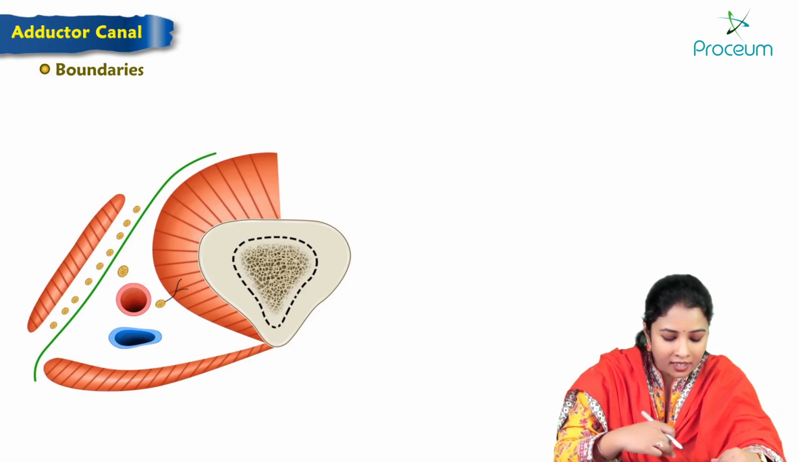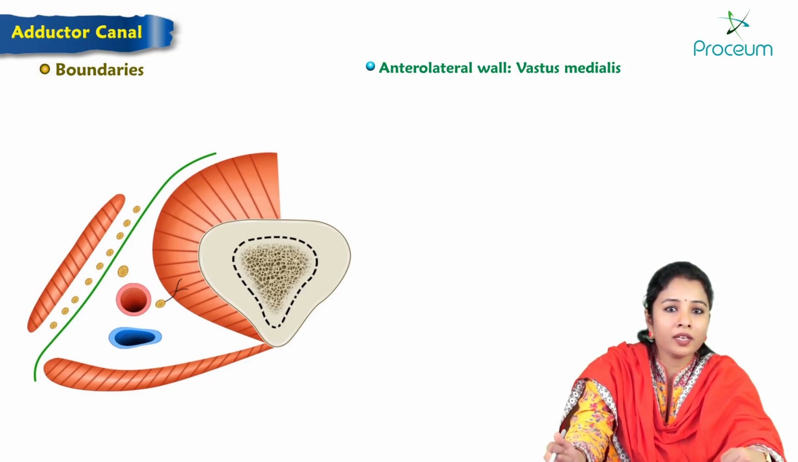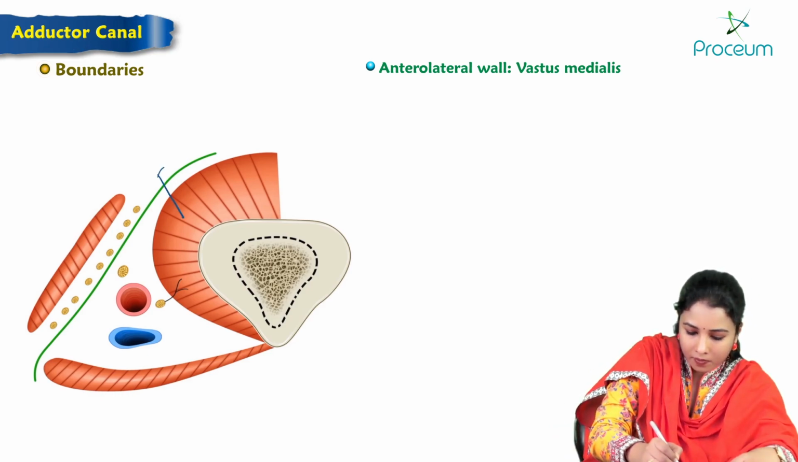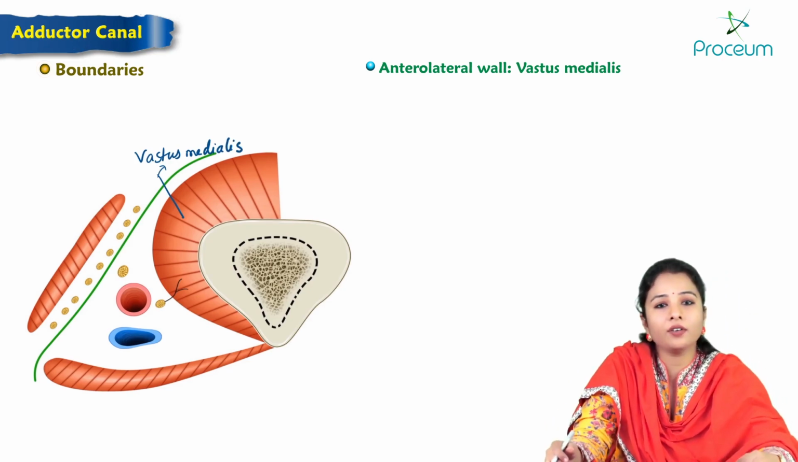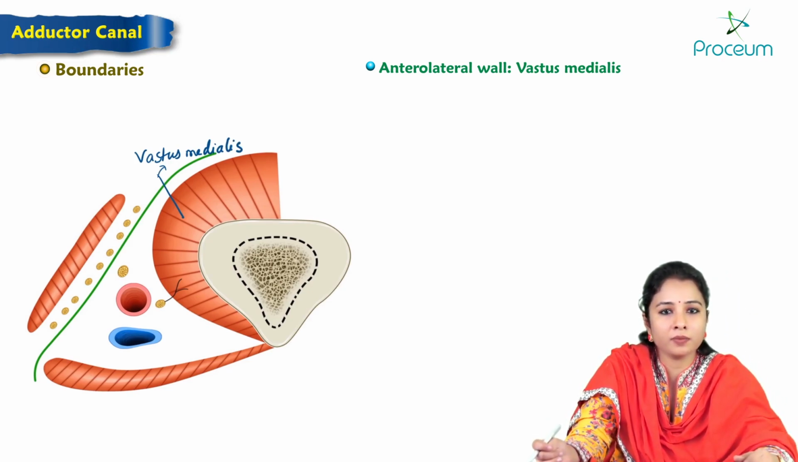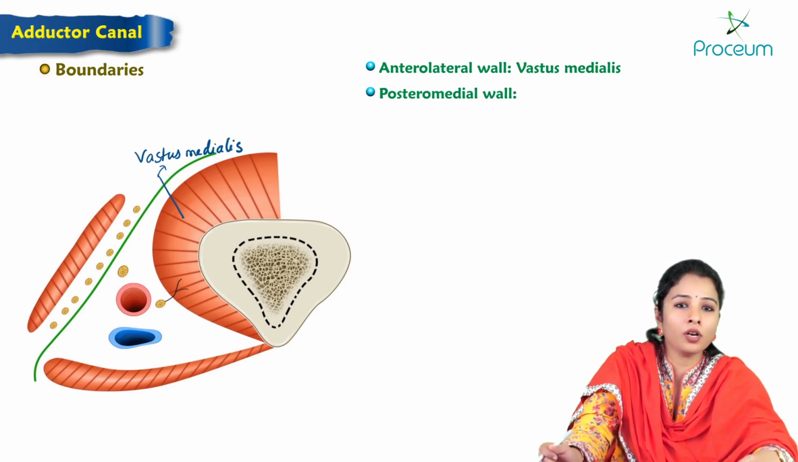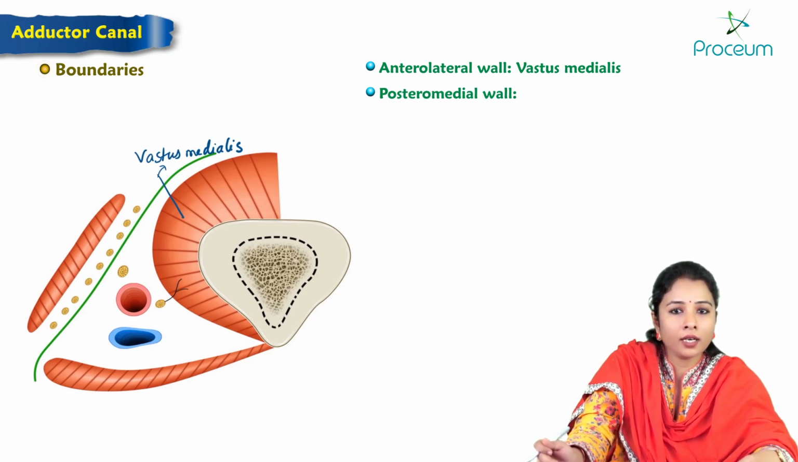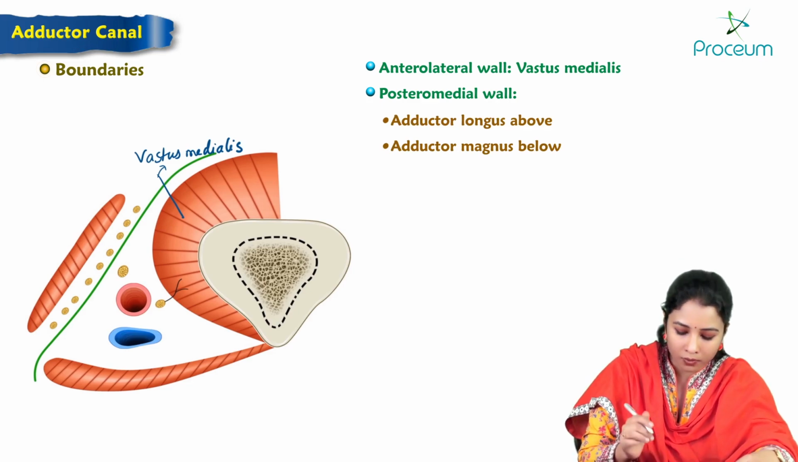It is triangular in cross section, having an anterolateral wall. The anterolateral wall is formed by Vastus medialis. The posteromedial wall is formed by the adductor longus and adductor magnus: adductor longus above and adductor magnus below.